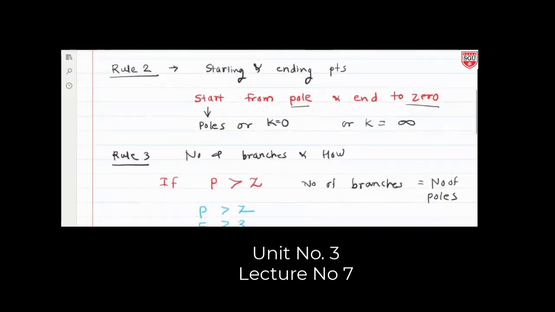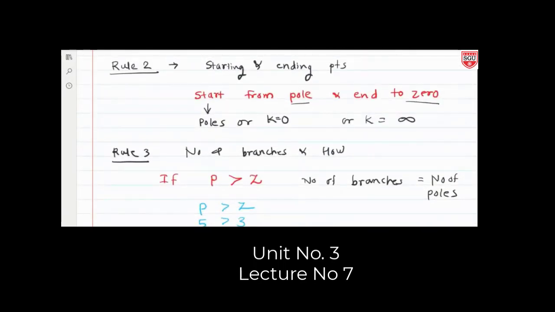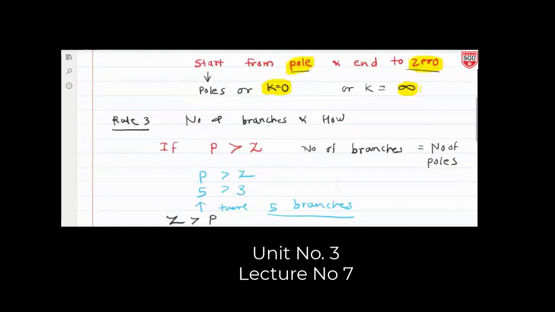Then the second rule, which we have seen, is about where the root locus starts. Remember, the root locus always starts from a pole and ends at a zero. Ends means it terminates at the zero. If open loop zeros are not present, then it moves to infinity. Or if a pole is not there, then it starts with K equal to 0. That we can see later.